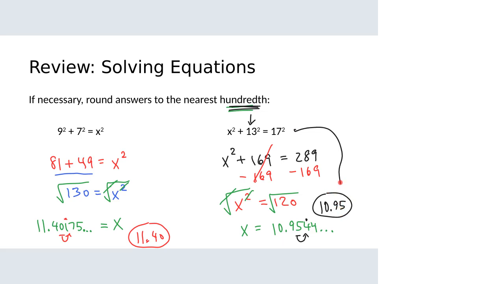So I've solved this equation. I found out that the value of x that would make it true is 10.95. In the one on the left, I solved that equation. And I found out that the value of x that would make this true is 11.40. Do you have any questions on those before we go forward into the Pythagorean theorem?